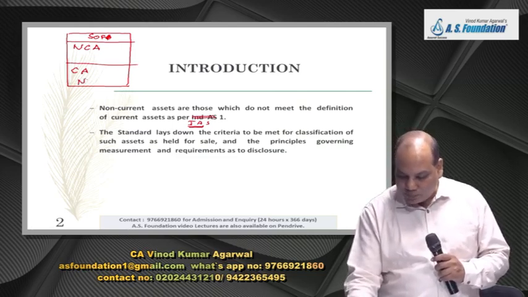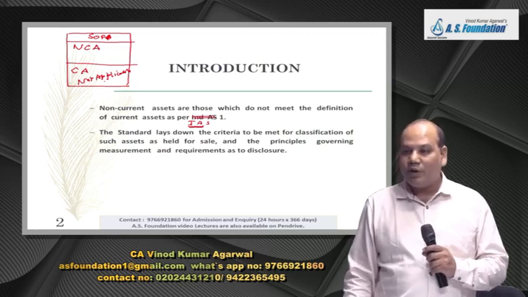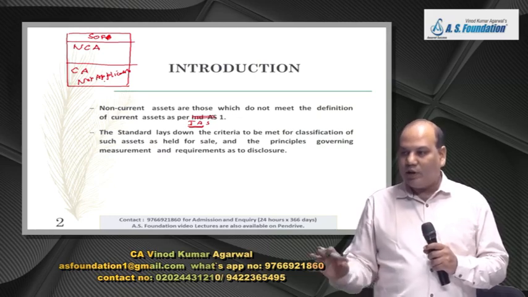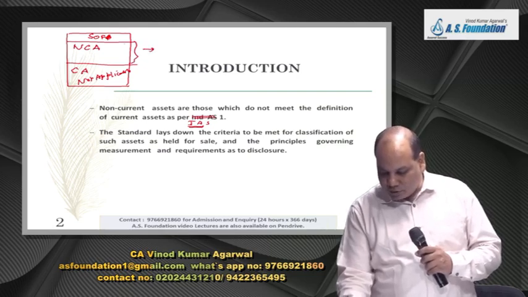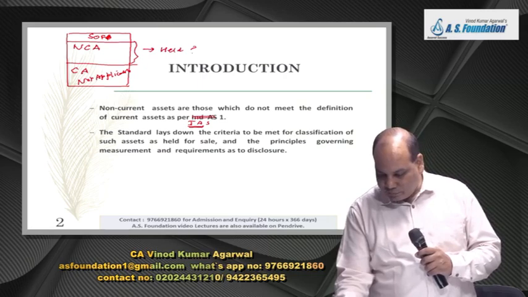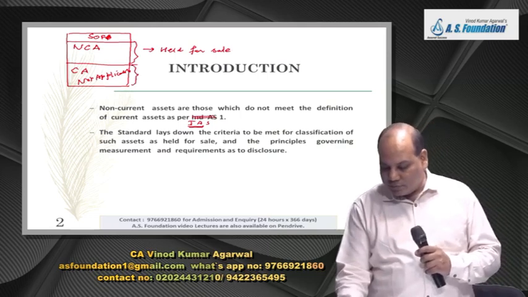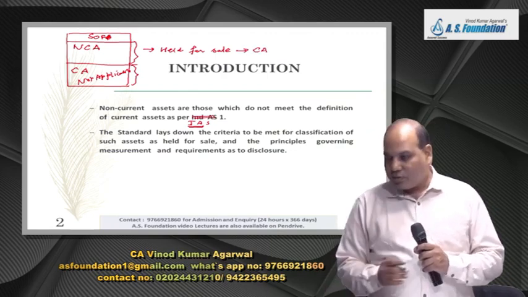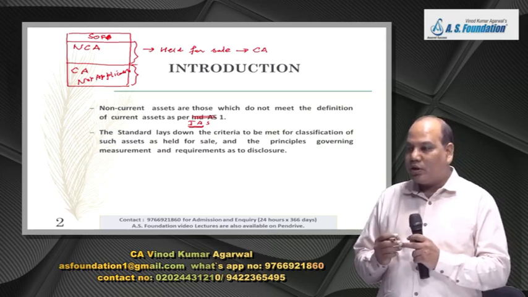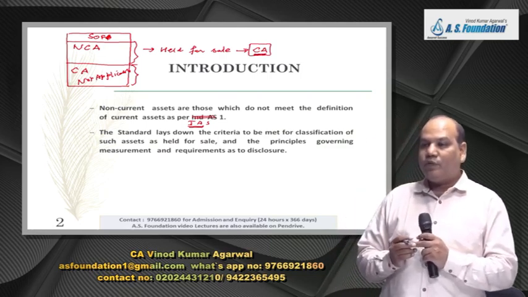The standard is not applicable, as you can understand from the name, to current asset, but sometimes current asset may be a part of a disposal group. So that time we'll have a little bit discussion about current asset. So it talks about these non-current asset, not all, only those which are held for sale. These are already current. In the standard, those non-current asset which will be held for sale, the classification would change to current asset, because they are expected to be sold within 12 months from the date of classification.